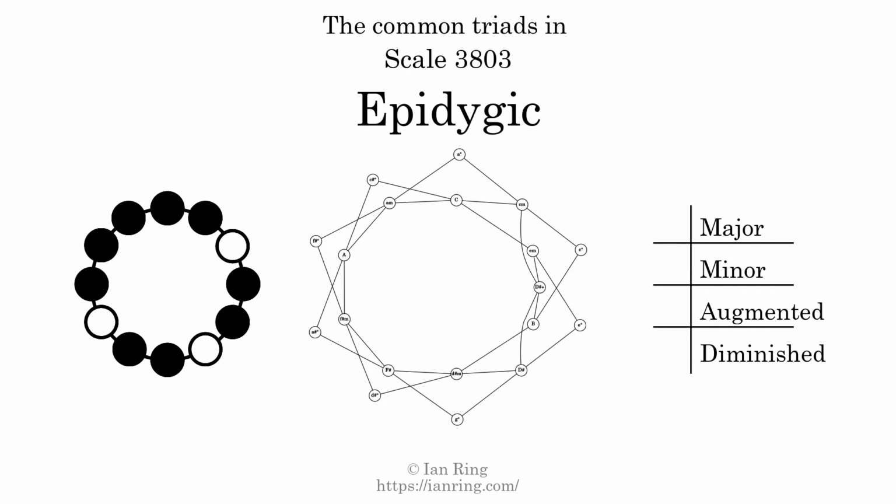The diagram in the center is a graph of parsimonious voice leading between triads. There are 5 major triads. There are 5 minor triads. There is 1 augmented triad. There are 8 diminished triads.